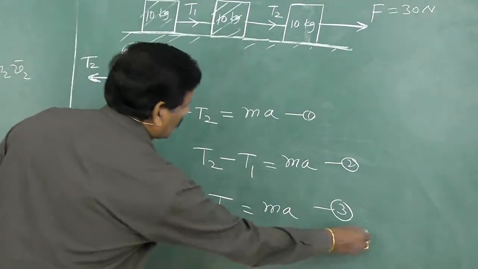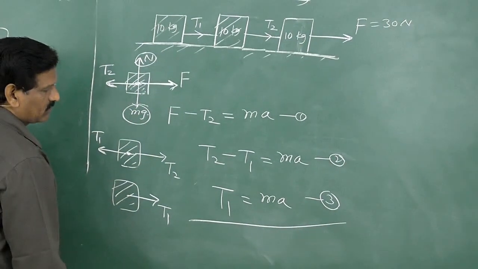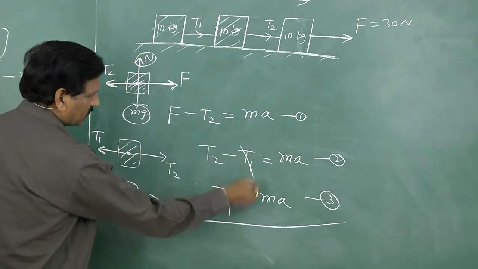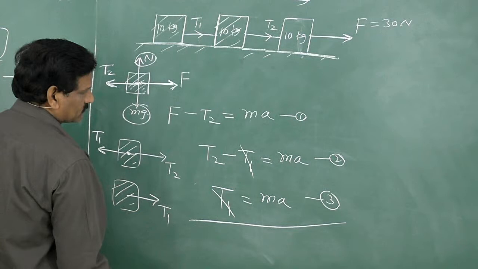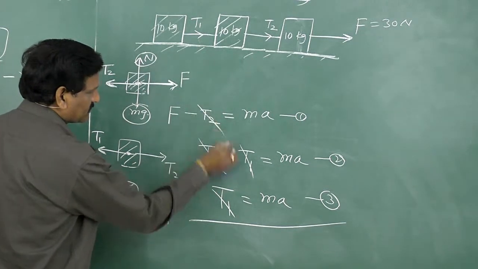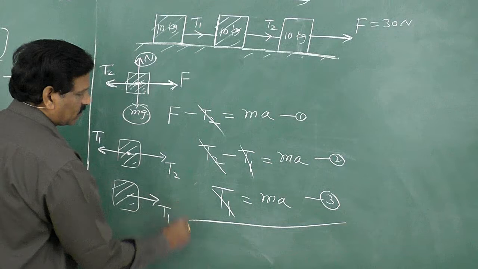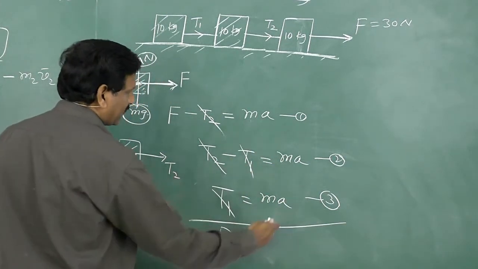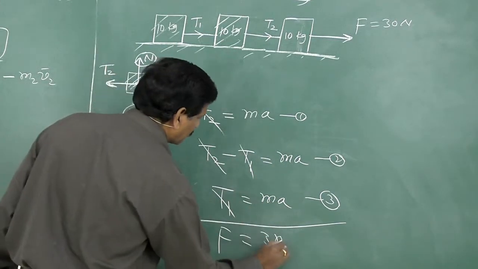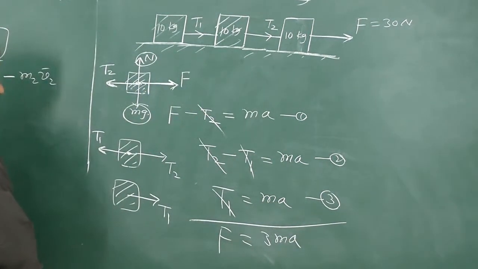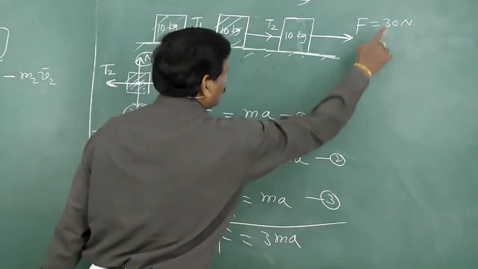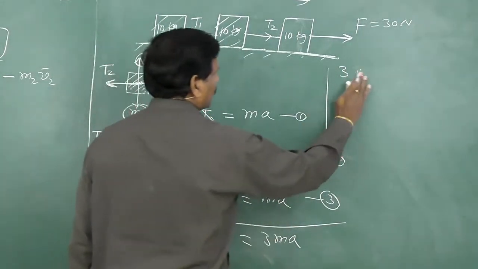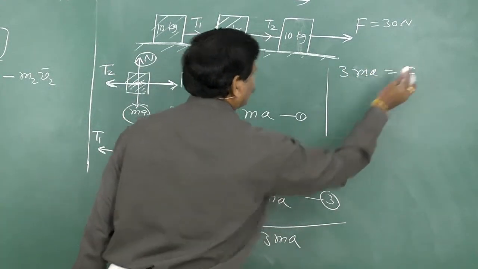Then combining these three equations, when these three are added, the minus T1 and plus T1 cancel, then minus T2 and plus T2 cancel. Then on the left hand side, the only force is F. So F is equal to ma plus ma plus ma, which is 3ma. So F is equal to 3ma, and here the pulling force is 30 Newton.